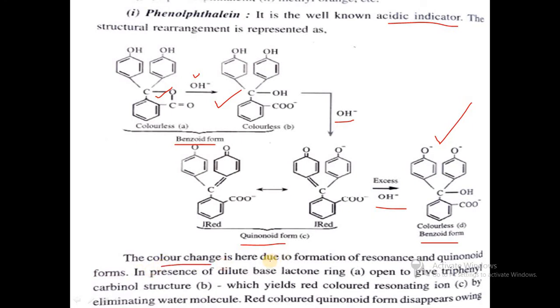The color change here is due to formation of resonance and quinoid forms. In presence of dilute base, the lactone ring opens to give triphenyl carbinol. This is a triphenyl carbinol which yields red colored resonating ion C by eliminating water, and again when we use excess alkali we get the benzoid form, which looks like this. So this is about the phenolphthalein indicator which is used in acid base titrations.